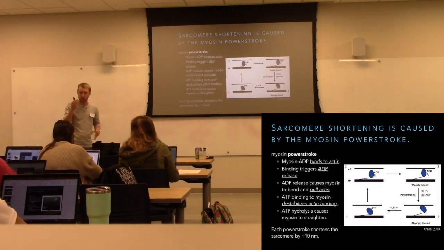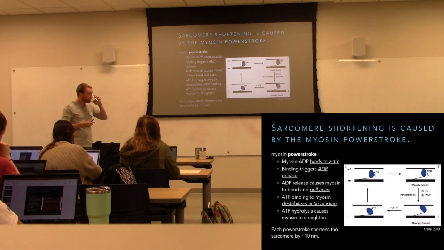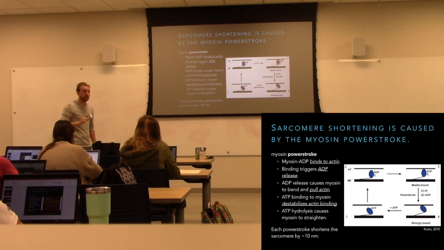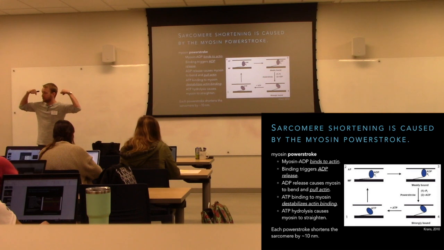Now what's going on there when myosin is swimming along actin is the myosin power stroke. But we're spending one molecule of ATP to move 10 nanometers. So we're going to be burning quite a bit of ATP whenever we flex.